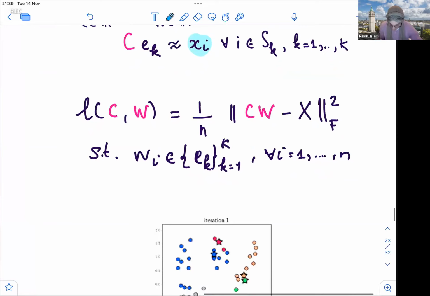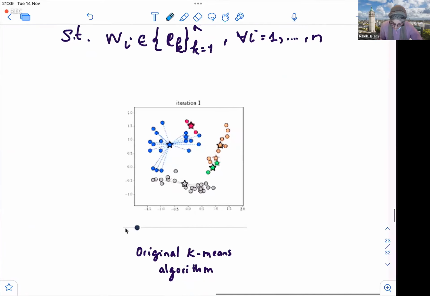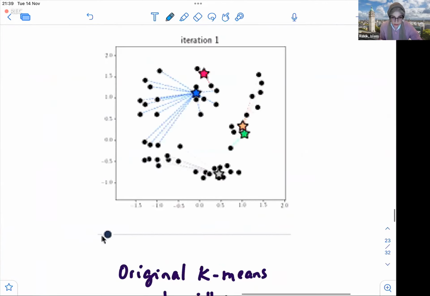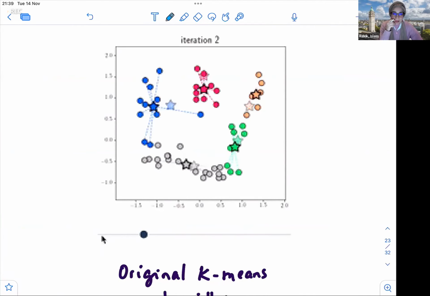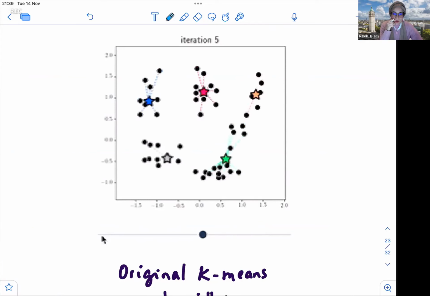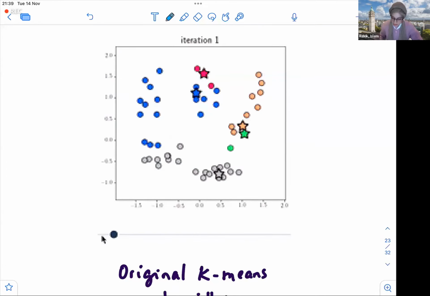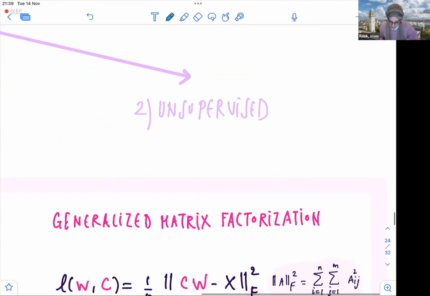So moving up next, here is how K-means works. Here you guys can see an animation. We're trying to find the centroids. We're starting off with a random initialization of the centroids, and we optimize until we get some good clusters towards the very end.